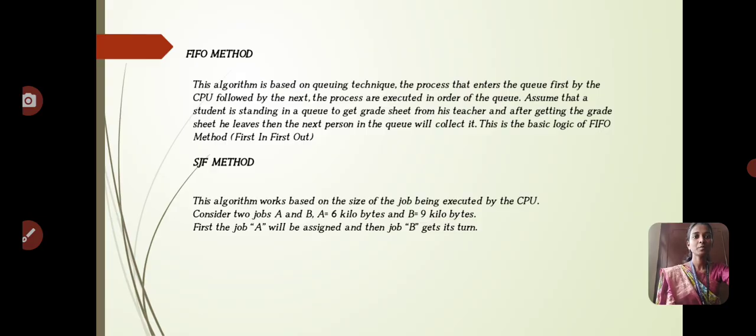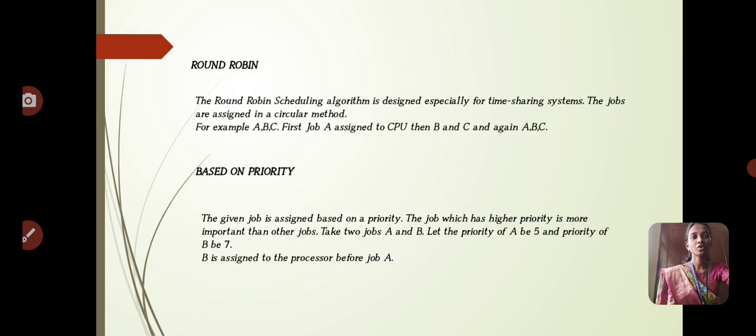So shortest job first, SJF. This algorithm works based on the size of the particular job. So for example, A and B. A is 6 kilobytes and B is 9 kilobytes. The A job will be assigned first and then it will go to job B. So that is shortest job first.